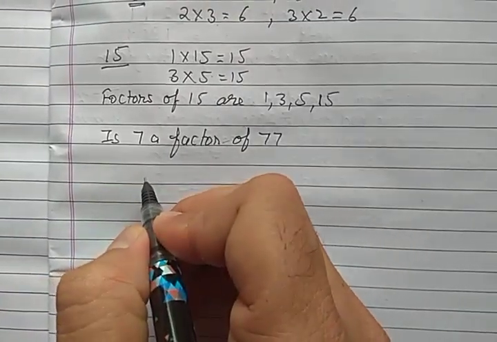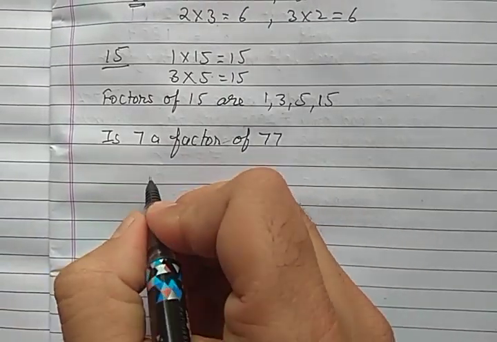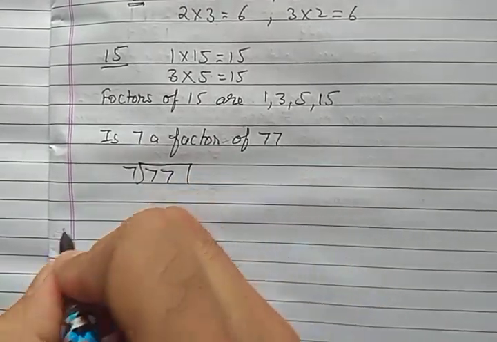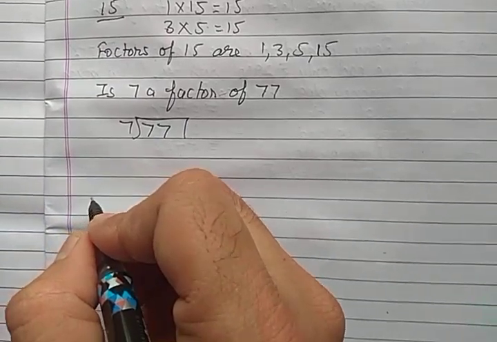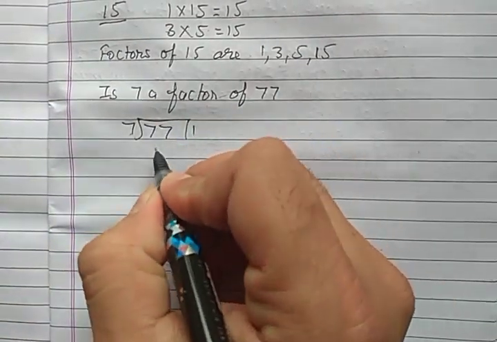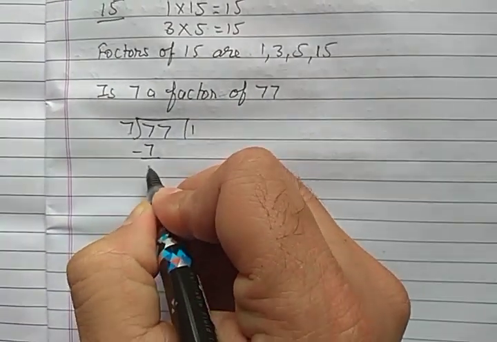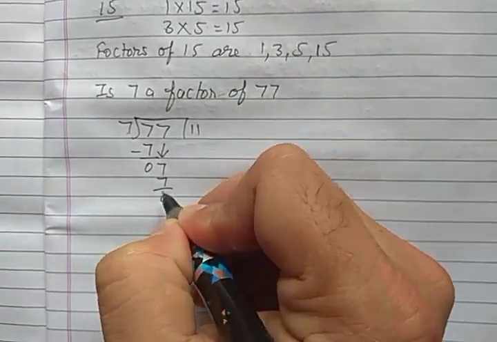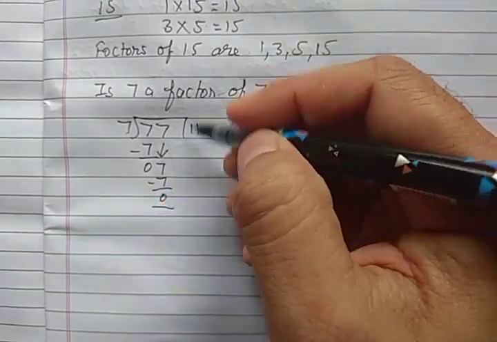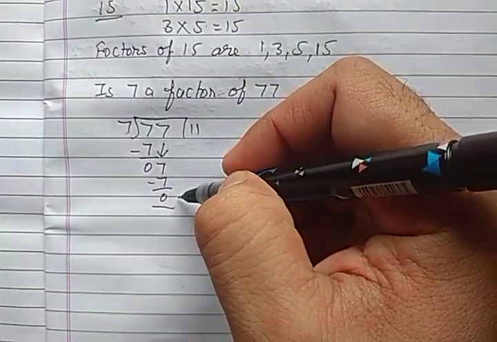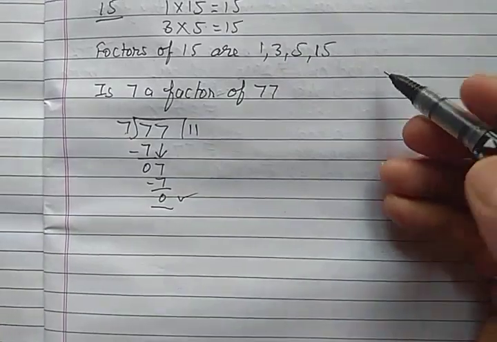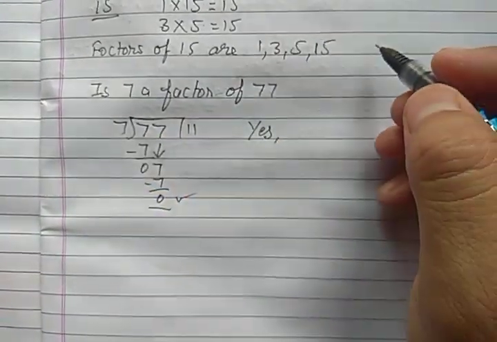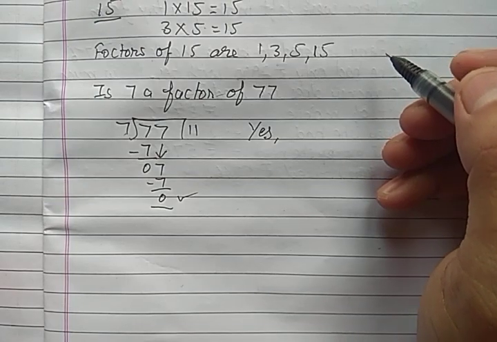So how can we find out? Either divide this 77 by 7 and check what will be the remainder. So 7 ones are 7, 0, then 7 will come down, 7 ones are 7, and then the remainder. Now nothing is left to come down, so the remainder is 0. So here the remainder is 0, so yes, 7 is a factor of 77.